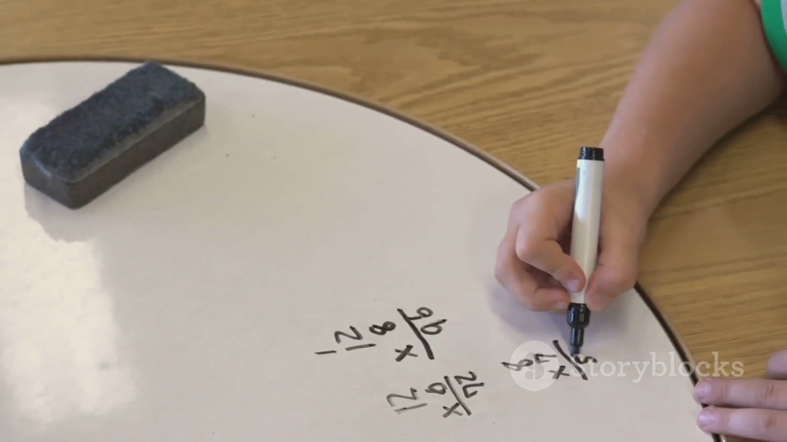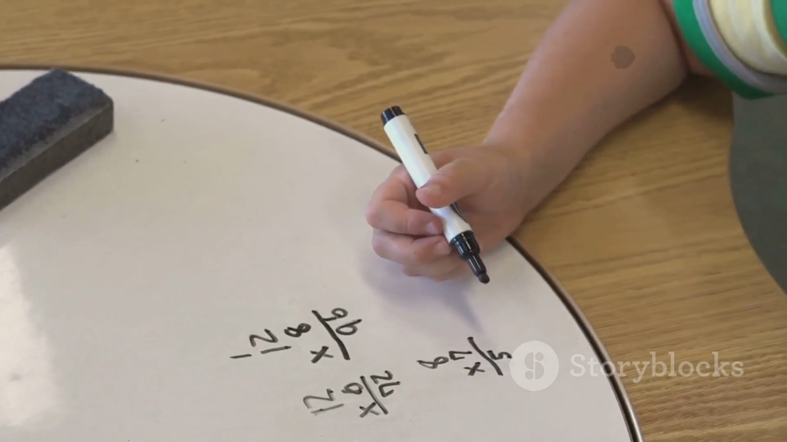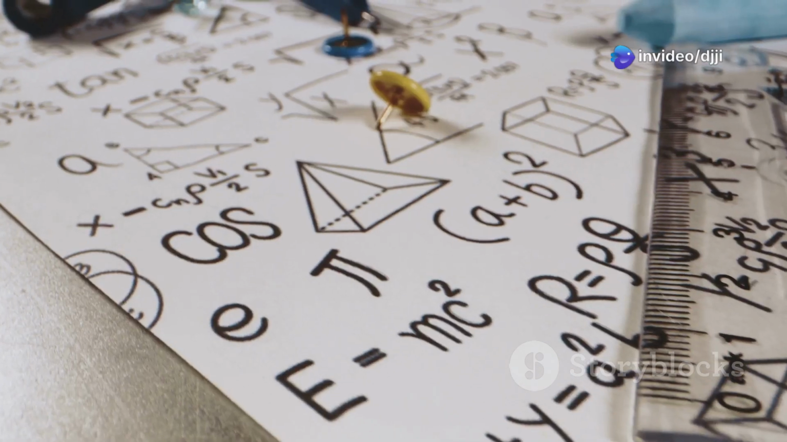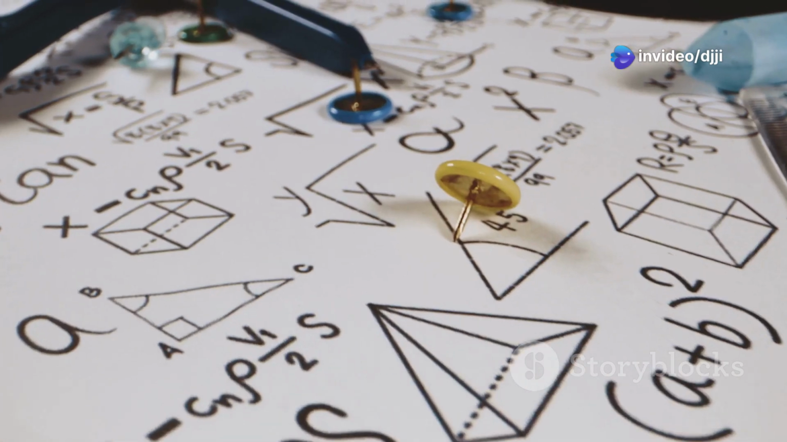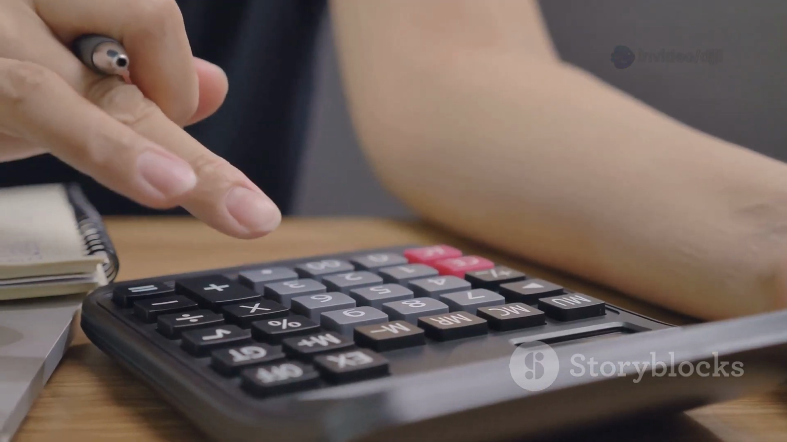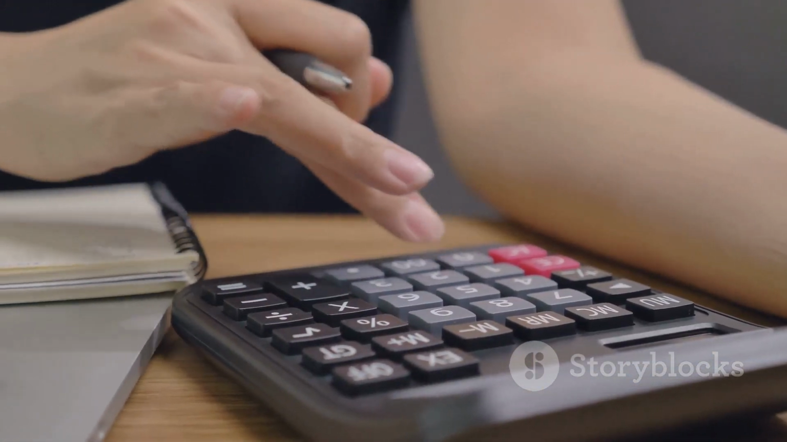2. Prime factorization. Find the prime factorization of each number, breaking it down into prime factors. Identify the common prime factors and their lowest powers that appear in all the numbers. Multiply the common prime factors together to find the GCF.